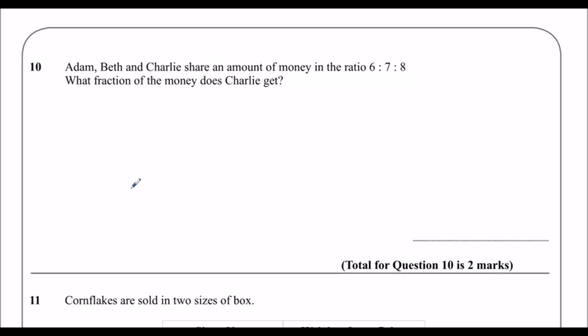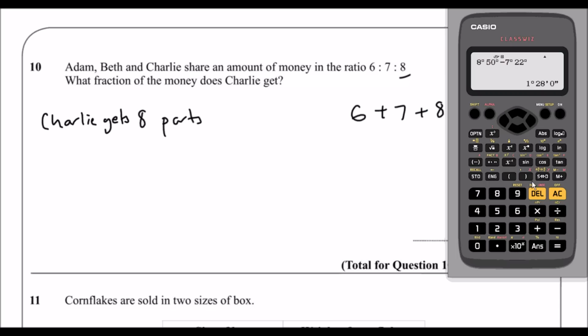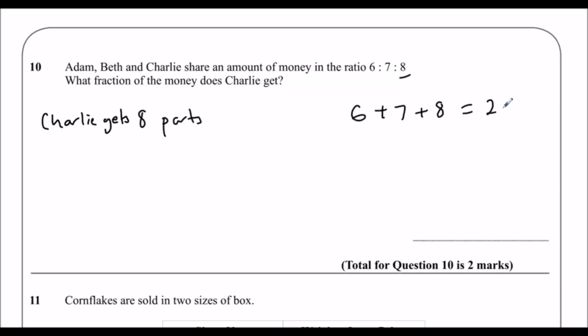Question 10. Adam, Beth, and Charlie share an amount of money in the ratio 6 to 7 to 8. What fraction of the money does Charlie get? So Charlie gets 8 parts. How many parts are there in total? 6, 7, and 8 added together is 21. So he's got 8 out of 21. So 8 over 21.